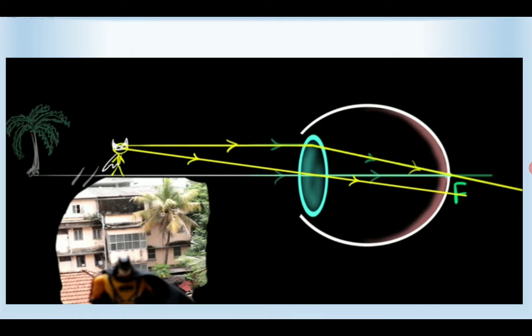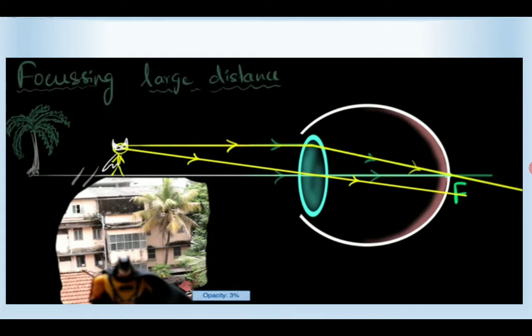So this is the case when we are looking at things which are far away, when we are focusing on things which are at large distances. Okay, now let's say you want to focus on Batman. What should your eyes do? Again, if we just look at the ray diagrams, we can figure this out. Now, if you want to focus on Batman, that means these rays of light must meet on the retina.